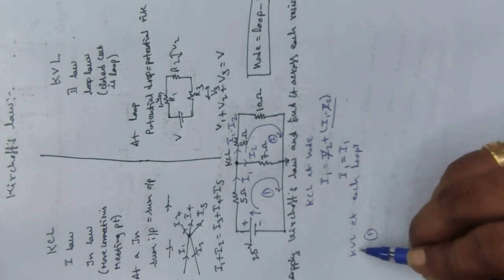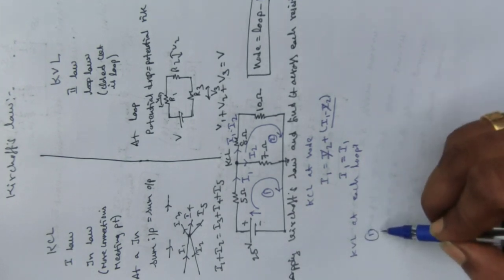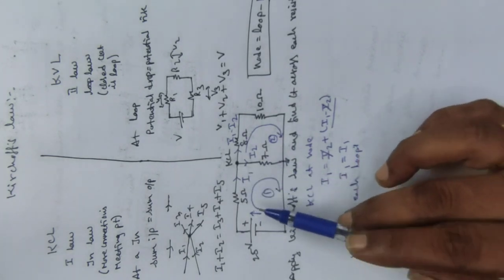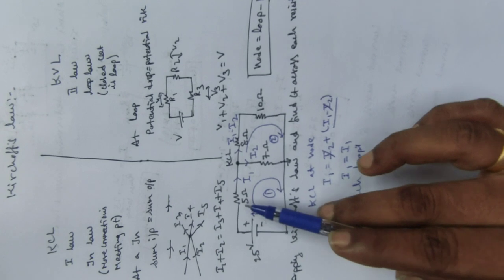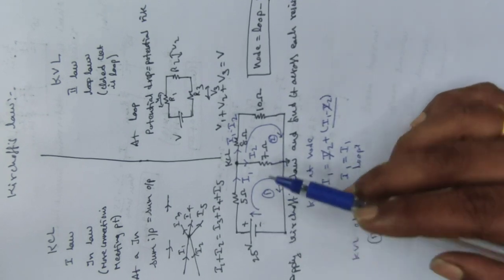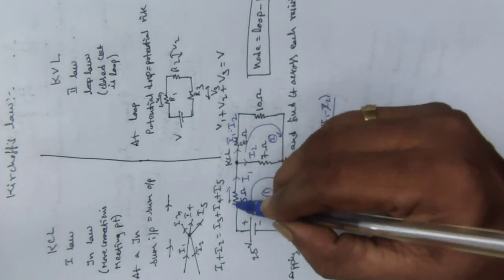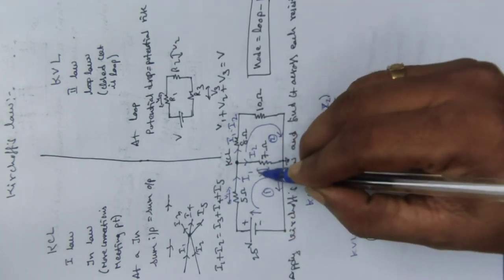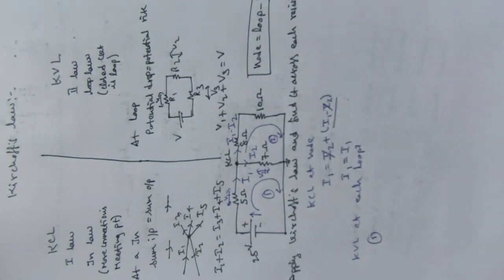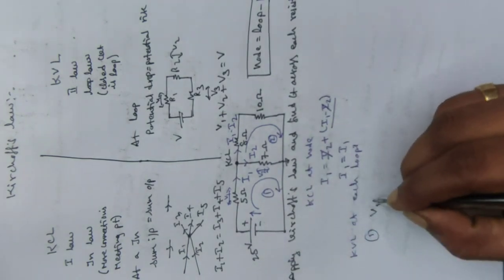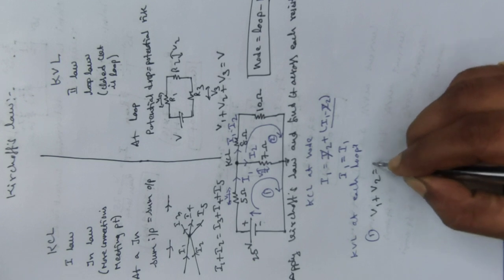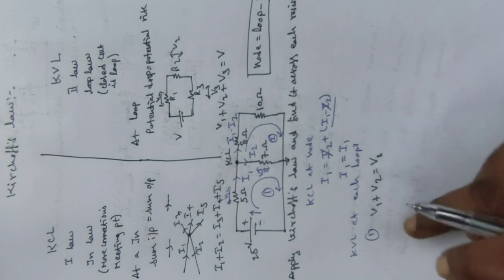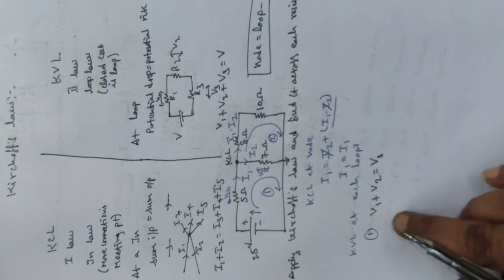Now I am going to apply KVL at loop number 1. According to the statement, in a closed loop, the algebraic sum of voltage drops across individual resistances is equal to the source voltage. So this voltage drop I am naming V1, and this I am naming V2. According to that statement, V1 plus V2 is equal to the source voltage, 25 volts. Again here we are going to apply Ohm's law.